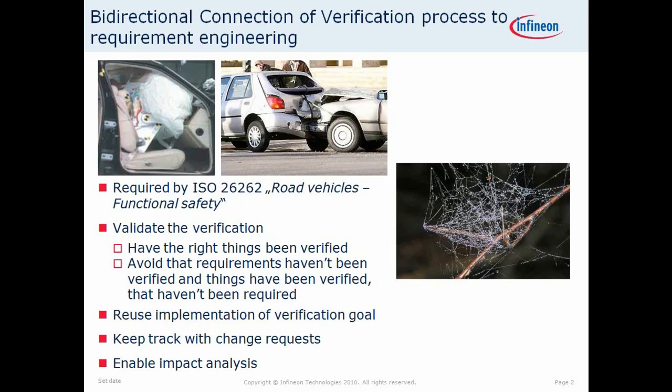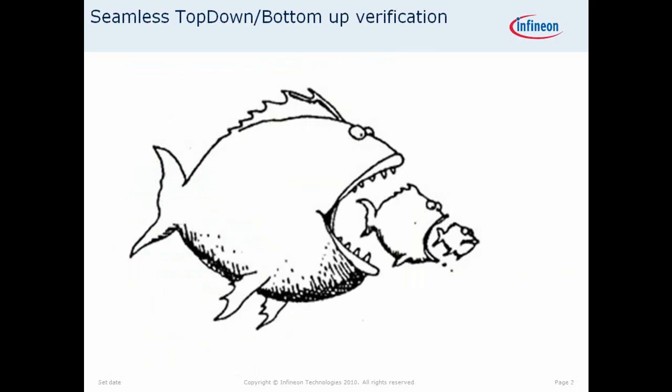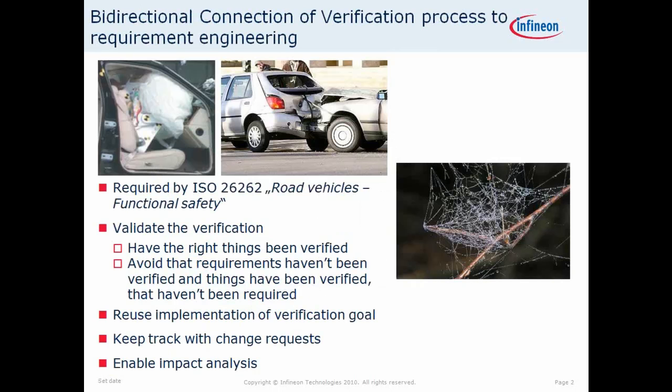For example, the functional safety standard ISO 26262, which is very important to prevent bugs like this one, where a child is killed by an airbag on the co-driver seat, or where driver assistance doesn't work perfectly and you just bump into your neighbor's car.